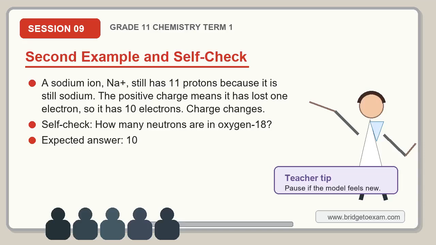Now answer this self-check. How many neutrons are in oxygen-18? A strong answer should include 10. Hint: oxygen has atomic number 8, so 18 minus 8 equals 10.